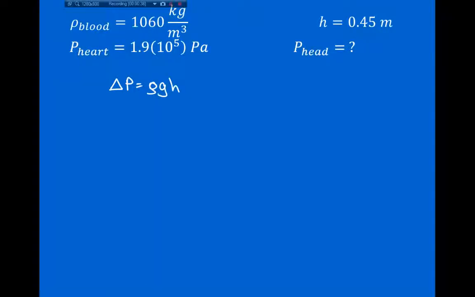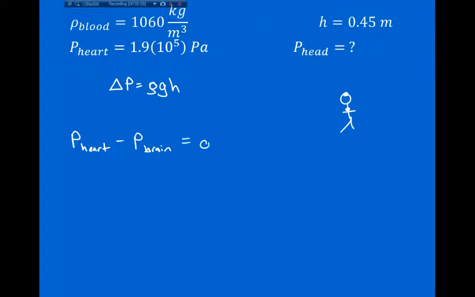So we know that the difference in pressure is equal to rho GH. And remember, this difference is the pressure at the bottom minus the pressure at the top. So if we think about a person, their heart is somewhere in their chest and their brain is up here at the top of their head. So this difference in pressure is the pressure of the blood at their heart minus the pressure of blood in their brain.